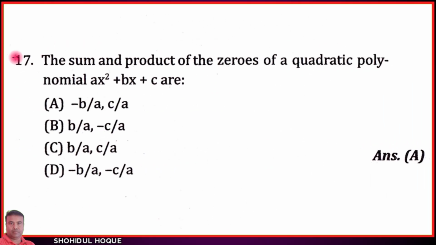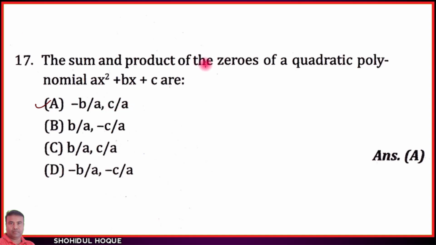Alright. Next question number 17. The sum and the product of the zeros of a quadratic polynomial ax square plus bx plus c are option A minus b by a comma c by a, option B b by a comma minus c by a, option C b by a comma c by a, option D minus b by a comma minus c by a. Correct option A minus b by a, c by a.